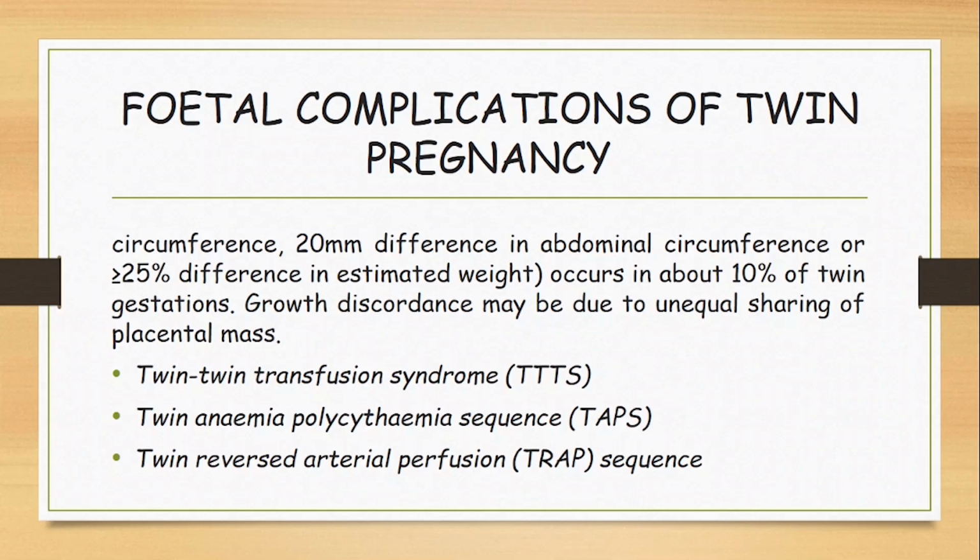Again, fetal discordance in multiple pregnancies may be due to twin-to-twin transfusion syndrome, twin anemia polycythemia sequence, and twin reverse arterial perfusion sequence. These three phenomena usually occur when there is a vascular anastomosis, or where there is unequal sharing of the placental mass, where the share of one fetus is bigger than the other because one twin is donating blood to the other.